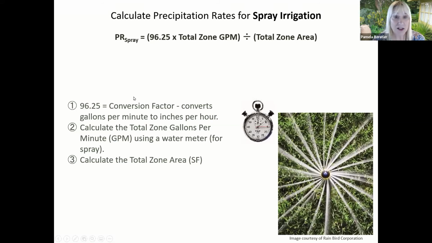Okay, so that's how you figure out your precipitation rate, certainly for spray heads. Very straightforward. Gallons per minute for the zone, total zone area, plug it in here. That tells you the inches per hour precipitation rate for the spray head.